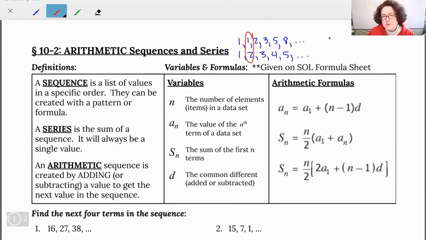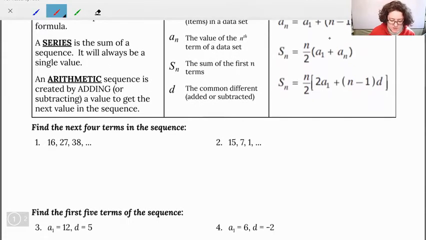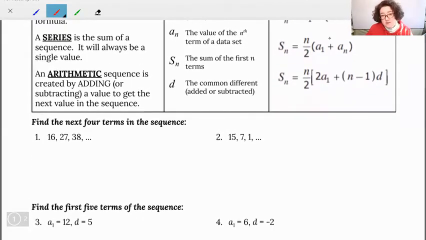So first couple problems, let's find the next 4 terms in the sequence. And so we give a little bit of a pattern here to start us out. First thing is, if these are arithmetic sequences, that means we've got to figure out, well, how much are we adding or subtracting to get the next term? So if I look at, well, what's the difference between 16 and 27? So I'm just going to do 27 minus 16, and I get 11.